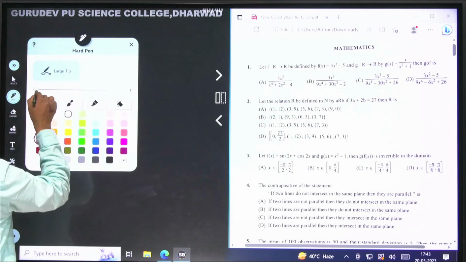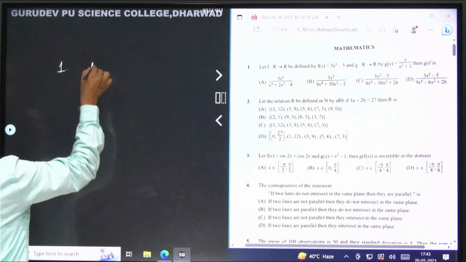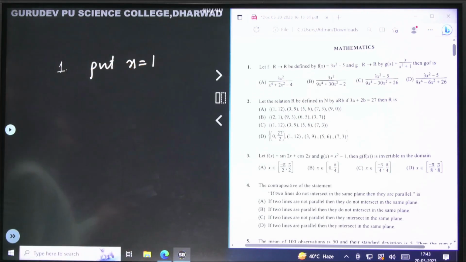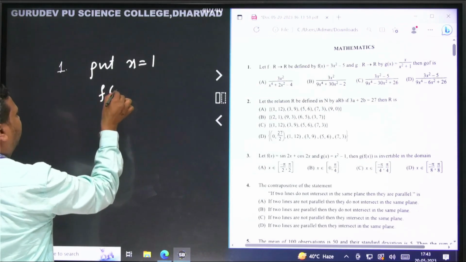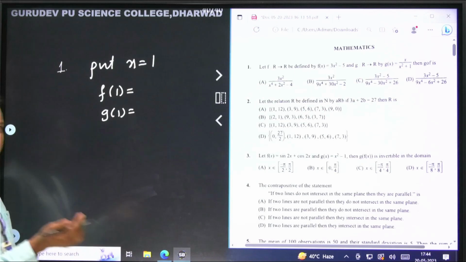So what is the best way? You just give some values for x. I repeat, you give some values for x, say put x is equal to 1. Then you will find the f of 1 value, calculate that, and you will find the g of 1 value, calculate that, then substitute it, then find g composite f, right? It will be easy to understand now.